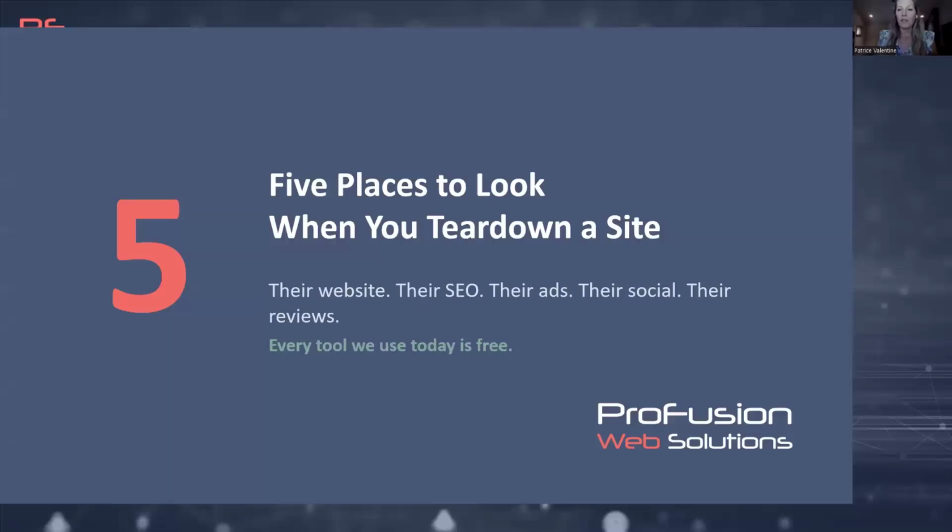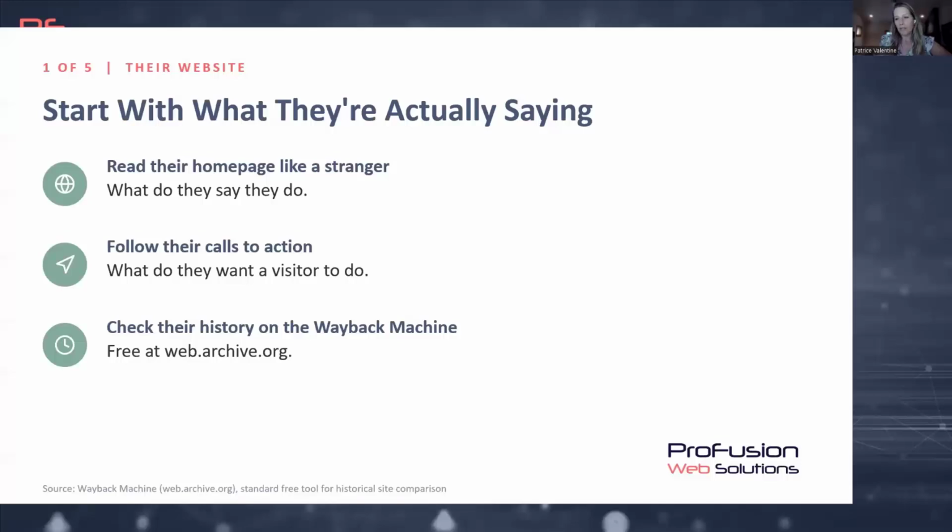So here are the 5 places we're going to look. We're calling this a teardown, but this is where we're going to be looking: their website, their search engine optimization, their ads, if they're running ads, their social media, and then their reviews, specifically on Google Business Profile. There are other places for reviews, but we're looking specifically at Google Business Profile. So let's go ahead and go through these one at a time.